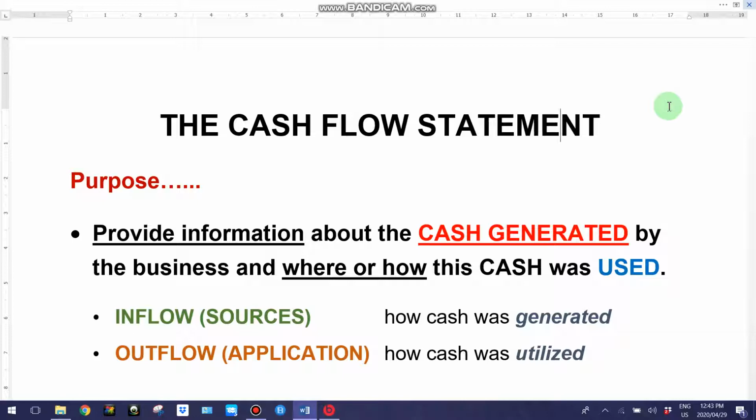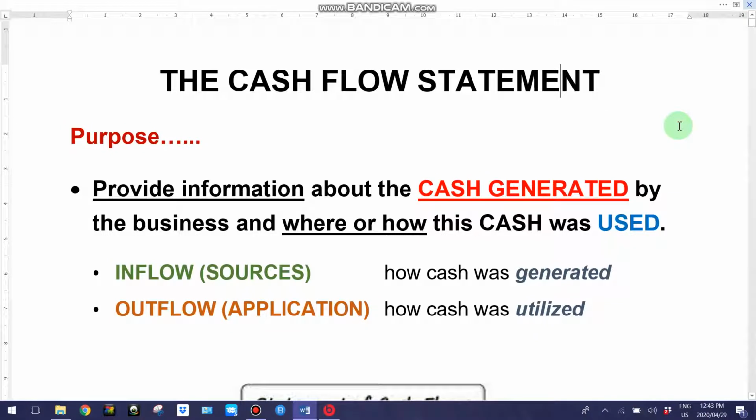Now, before we look at the composition of the cash flow statement, let's first get an idea of the purpose. Why do we prepare the cash flow statement? We have a definition or an explanation. It provides information about the cash generated by the business and where and how this cash is used. So looking at keywords in this first definition, we have information about the cash. Cash being money that comes into the business and the way in which this money is spent by the business.